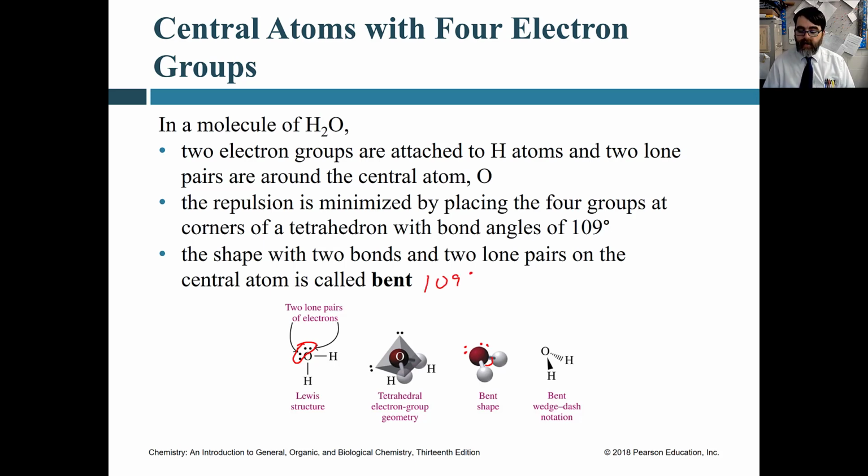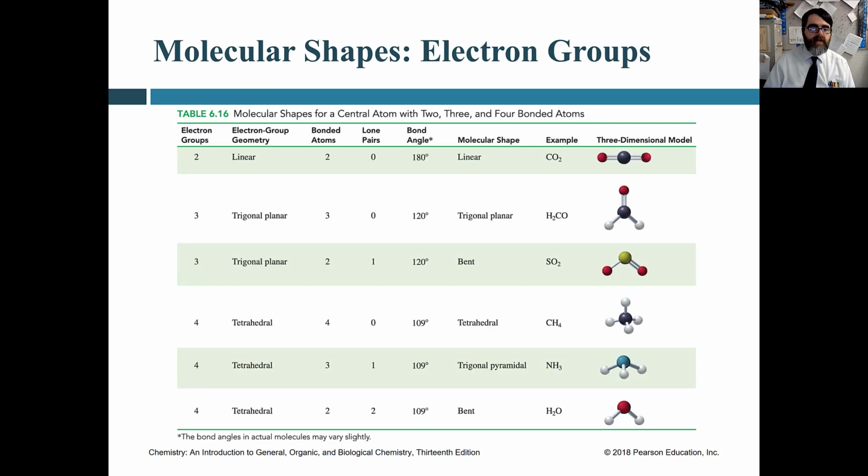Now, by far, we spend most of our time in this region because of the octet rule, and octet being pairs of electrons. We spend most of our time in the 4 region here, where there are 4 electron groups, or what are sometimes called bonding regions.